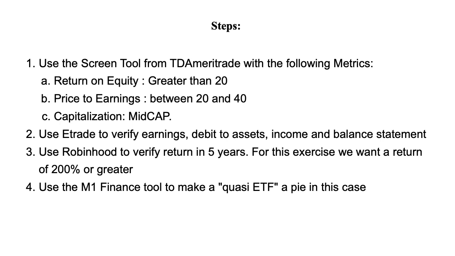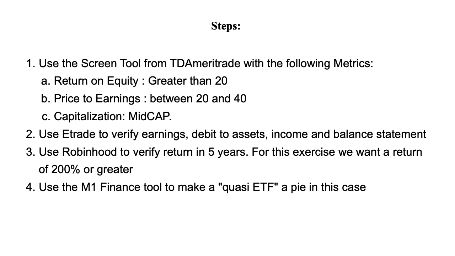We're going to have the ROE of 20 or more. We're going to have a price to earnings between 20 and 40. The capitalization is going to be a mid-cap capitalization. We're going to use E-Trade to verify earnings, debt to assets, income, and balance statements. We're also going to use Robinhood to verify the return in the last 5 years. For this exercise, we only want returns of 200% or greater in the last 5 years.